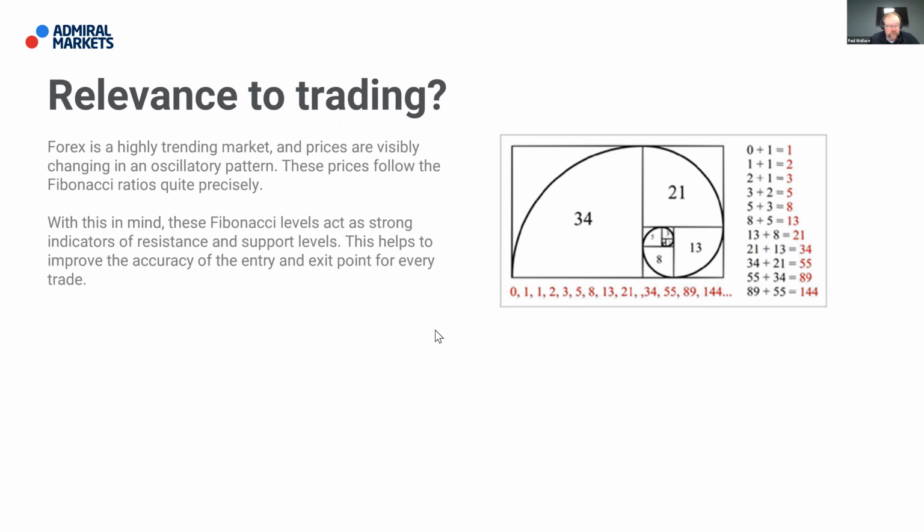So, what's the relevance to trading? Well, we just touched on a little bit there that those key Fibonacci ratios become relative levels that we're going to look at in a moment in terms of support and resistance. But what we know is that the Forex market, but also other markets, are highly trending markets, and prices are visibly changing in an oscillatory pattern. And you'll find that these prices follow the Fibonacci ratios quite precisely. And so with this in mind, these Fibonacci levels act as strong indicators of resistance and support levels. And that can actually help us improve the accuracy of the entry and the exit point for every trade.